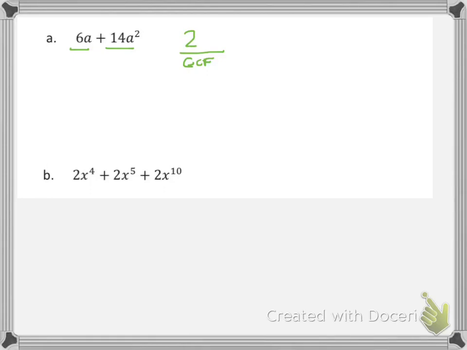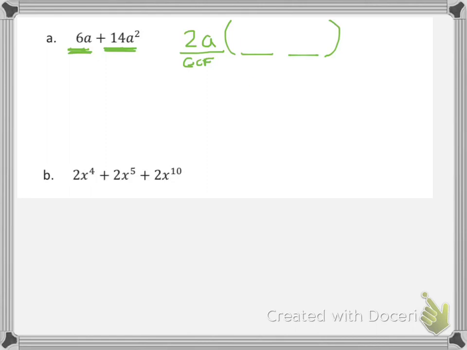That's the coefficient part. And then I can see that there's an a in my first term, and there are 2 a's multiplied together in my second term. So they have a common a. 1a. So a to the first power, or just a. That is my greatest common factor. And then I'm going to divide out that greatest common factor from each term and put it back into my parentheses. So let's do that.